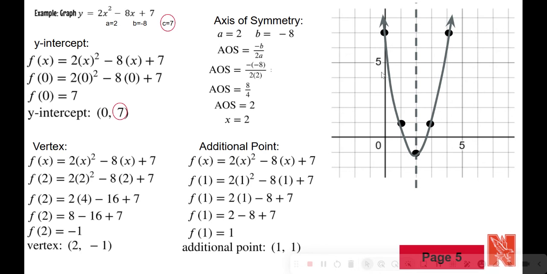So we're going to connect them together. Remember, it's a curve. There shouldn't be a sharp point on this. This opens up, and we have a minimum. Our vertex would be a minimum.